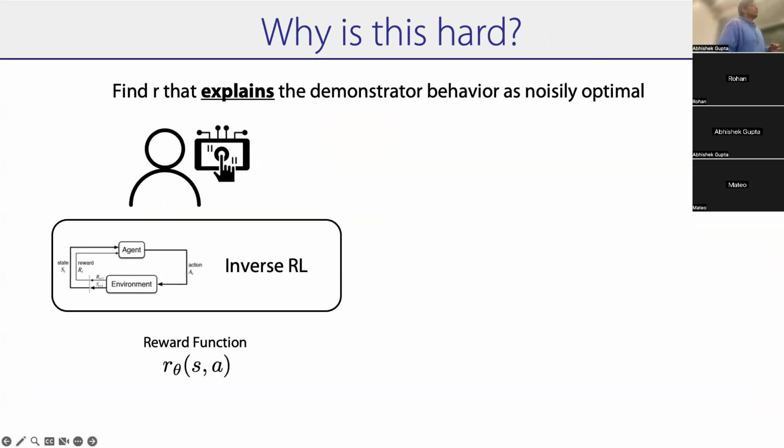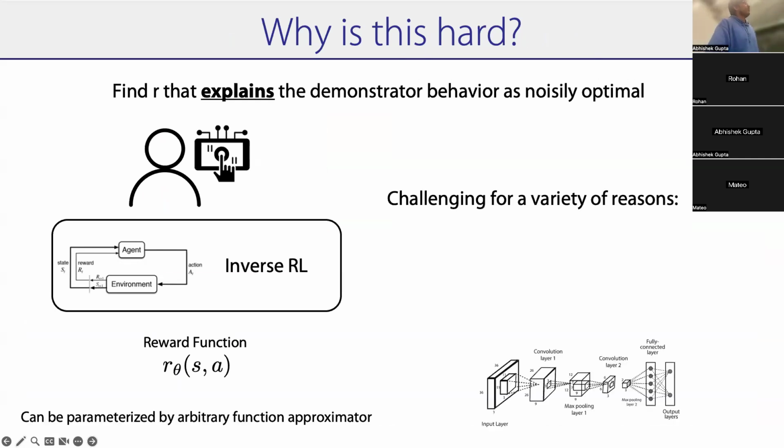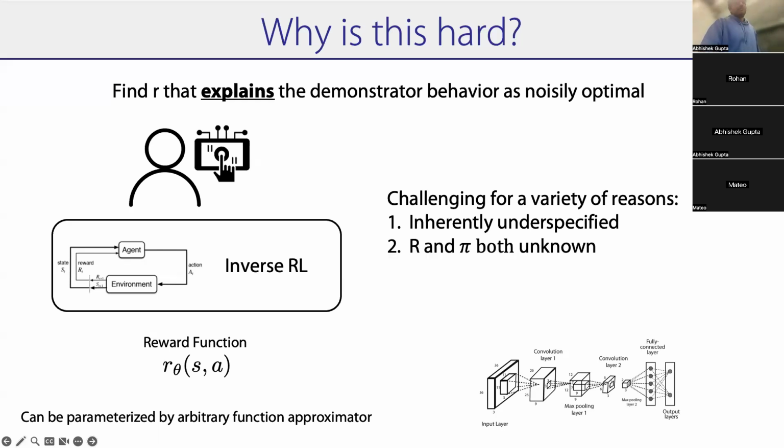Okay. So why is this problem hard, right? Does everyone kind of buy the premise of inverse RL? This problem is hard because it's underspecified. It's inherently underspecified. The same behavior can be optimal for many different reward functions. You don't know the reward and you don't know your optimal policy. You just have traces, and that becomes a hard optimization problem.